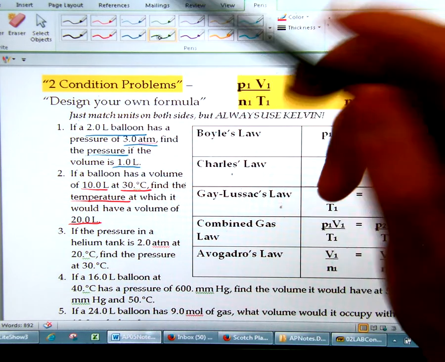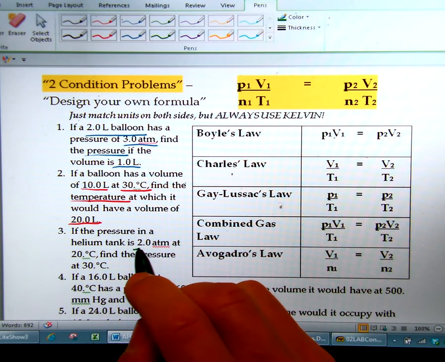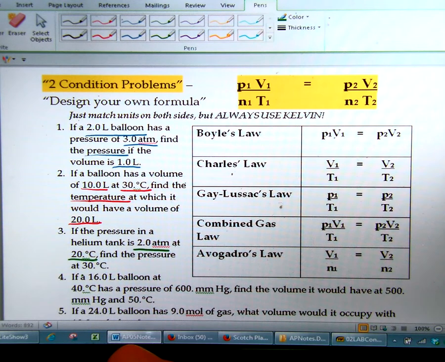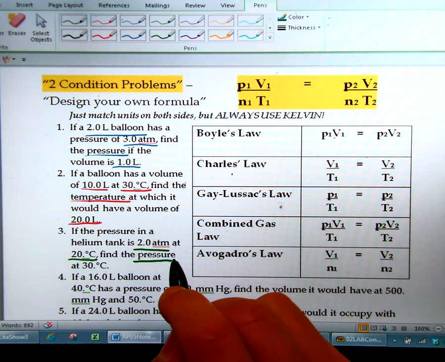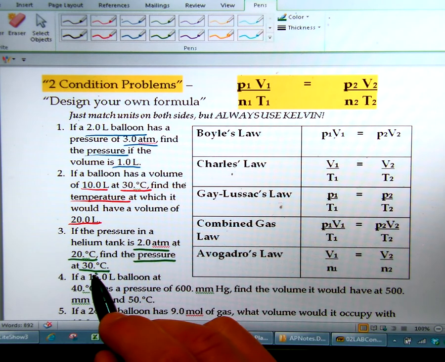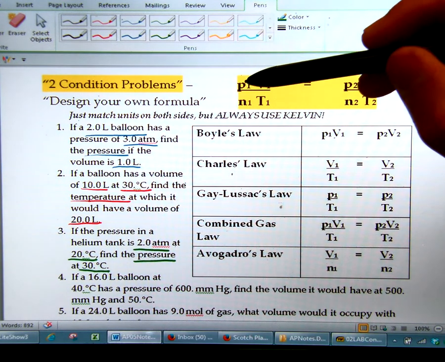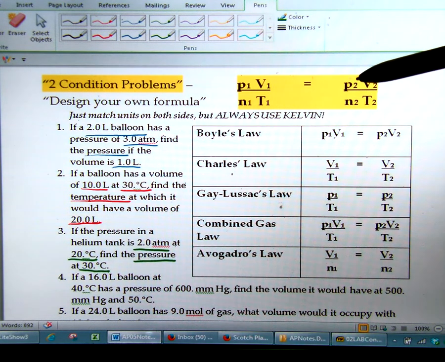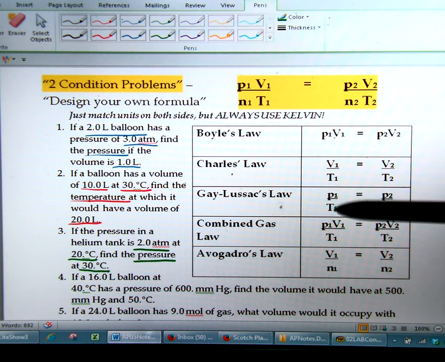All right, the third one, you have a pressure of 2 atmospheres in a helium tank and a temperature of 20 degrees Celsius, and then you're going to change the pressure as the temperature changes. So the temperature and pressure are changing, so you go over here for pressure and temperature. So it's P over T equals P over T, and that's over here.